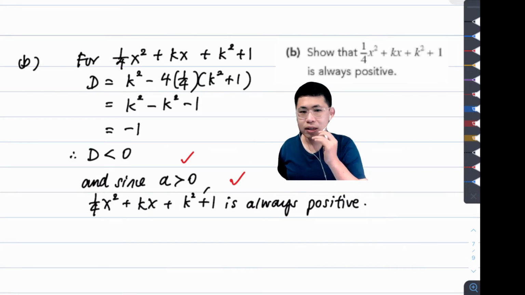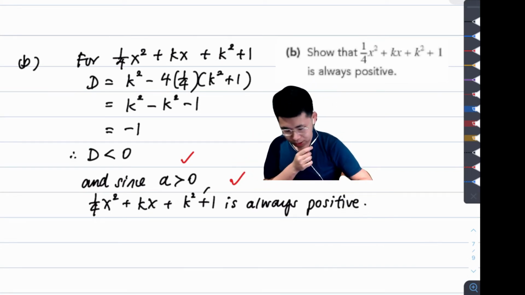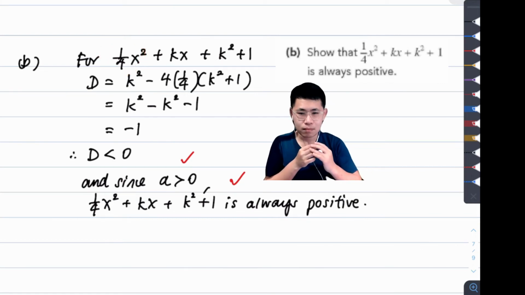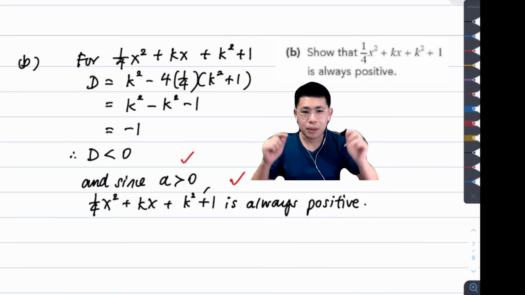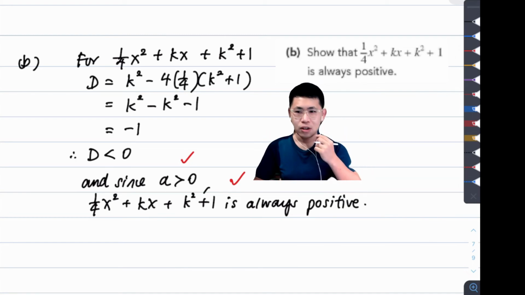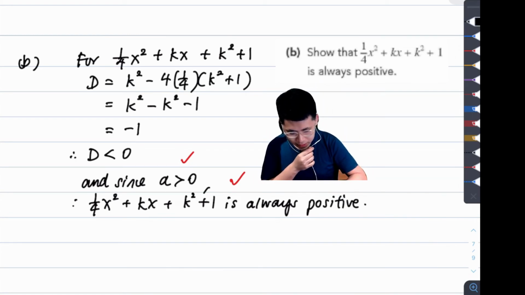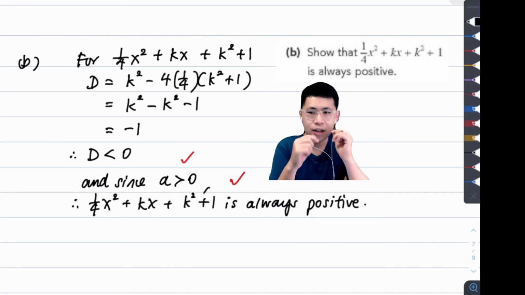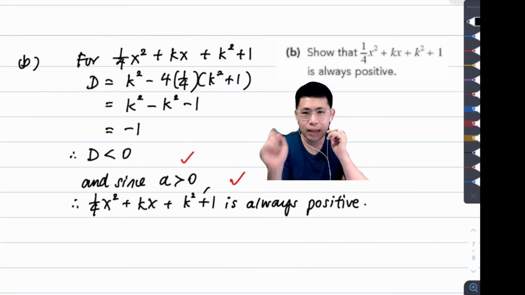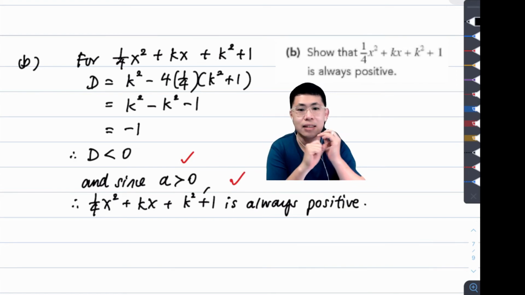The second condition down here is A is more than 0. This is a positive graph. A positive graph without touching the x-axis is going to be always positive. So the conclusion is this function is always positive. We make use of the two conditions, A more than 0, D less than 0.